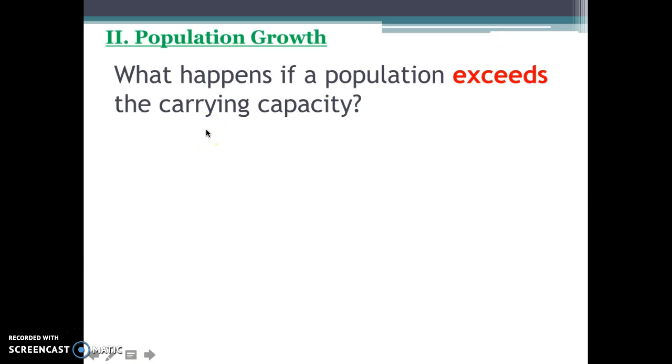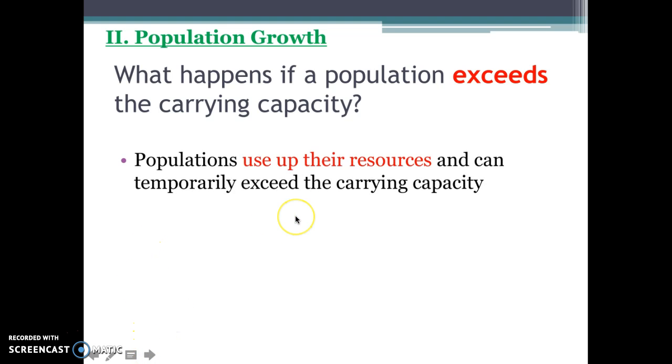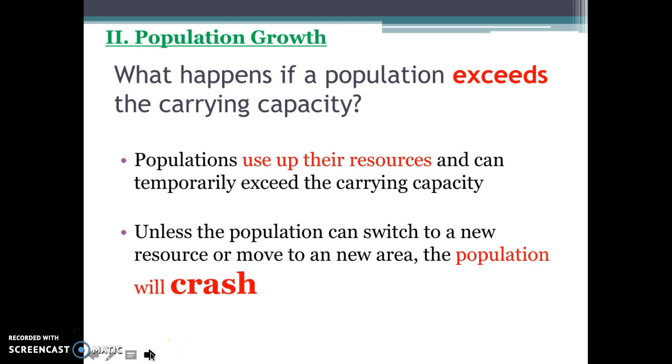But what happens if a population really exceeds the carrying capacity? I'm not talking a little bit of an overshoot. I'm talking way too many organisms of that population. Something horrible is going to happen. If a population uses up all of the resources, I'm talking there's nothing left to support a population, they can temporarily exceed it, but if they do not switch to a new resource, so let's find a new resource because it's all used up, or, another option, move to a new area with other resources, if neither of those two things happen, the population will crash.